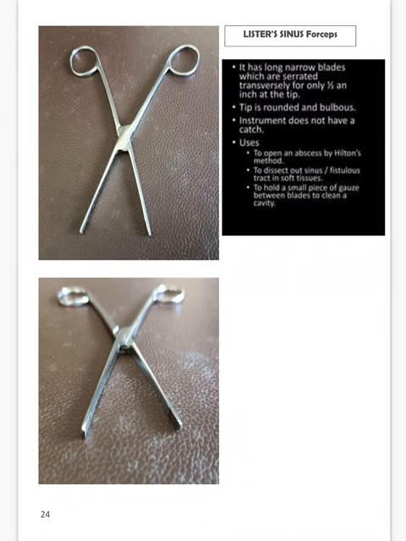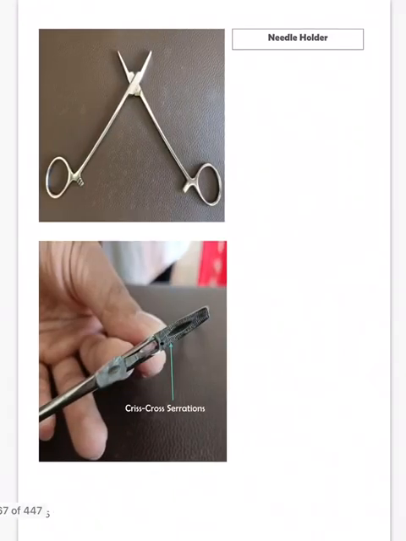This instrument, guys, is the Lister sinus forceps. So what is important here, guys? At the end, you see the presence of serration, but this has no box joint, guys. Okay, so this box joint, this ratchet, is also known as a catch. This is used for draining an abscess by Hilton's method, where you go and break open the loculation and you drain the abscess.